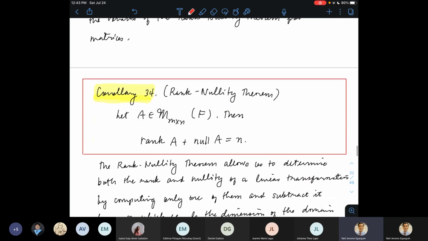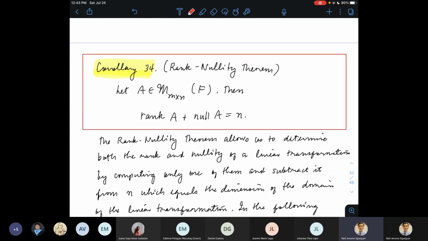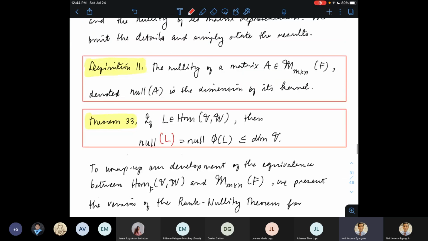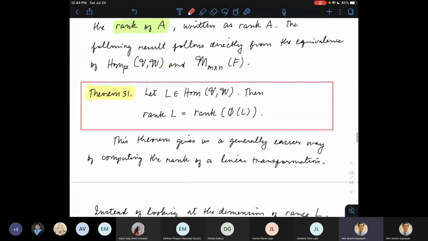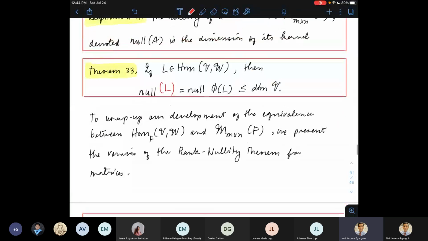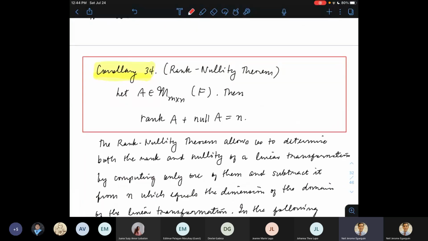And then hopefully, final result na to for the day, the Rank-Nullity Theorem for matrices. I called it corollary 34, because it will follow from the Rank-Nullity Theorem for abstract vector spaces that we had before, and then using Theorem 33 and using Theorem 32, Theorem 31. So, ibig sabihin kasi, magsimula ka sa Rank-Nullity Theorem para sa linear transformations, right? Sabi natin doon, ang rank ng L plus nullity ng L ay equal kay dimension ng domain from the Rank-Nullity Theorem for abstract vector spaces.